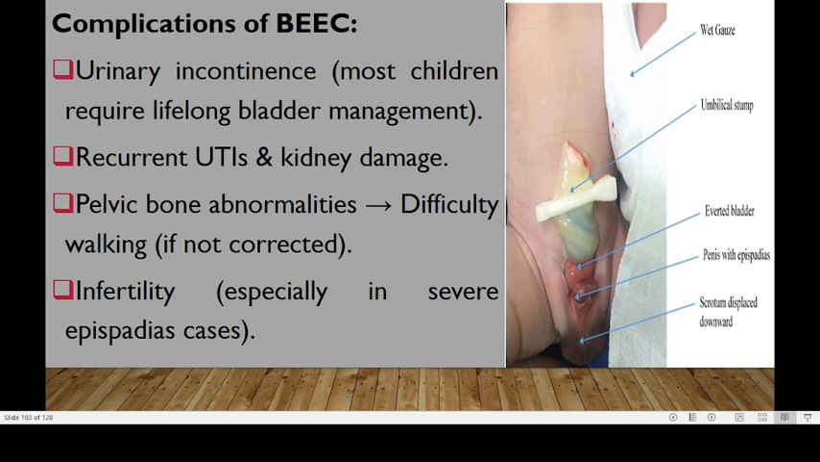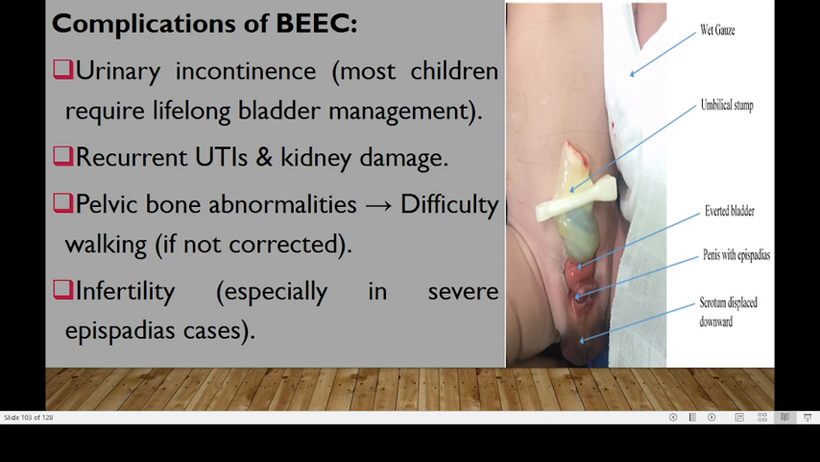Complications associated here, we have urinary incontinence. Most children will require lifelong bladder management. The others we have the recurrent UTIs and kidney damage, pelvic bone abnormalities, difficulty walking if not corrected, then infertility, especially in severe epispadias cases. Right.